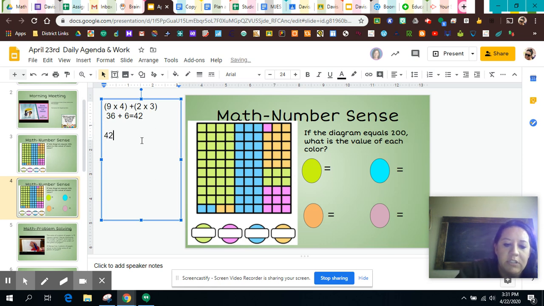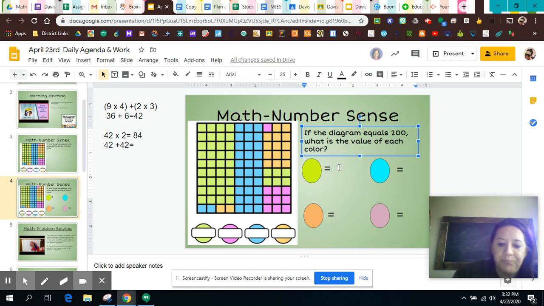So to finish that, I'm going to need to do 42 times 2. I could do 42 multiplied by 2, or I could just add those together. That's an easier way for you to do it. It's going to get me the same place. So 2 groups of 2 is 4. 2 groups of 40 is 80. So 80 plus 4 is 84. So for your green one, that one is going to equal 84.